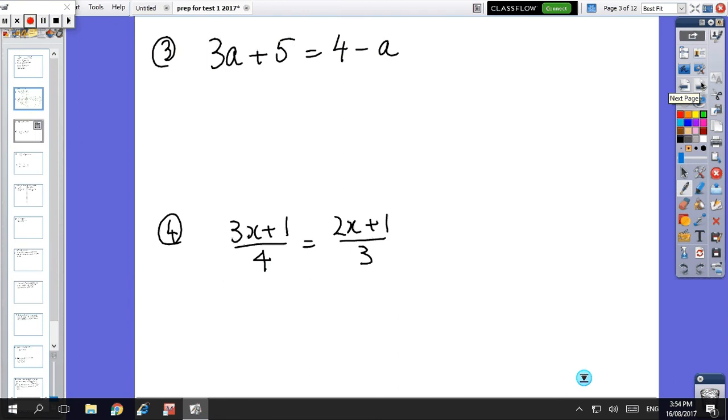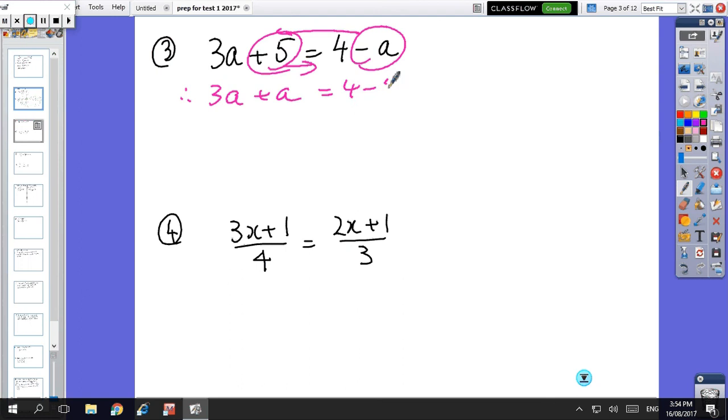Okay, so a little bit harder, letters on both sides and fractions, so please have a go, and when you're ready come back live. Okay, so let's move the letters to the left and the numbers to the right. So the next line is 3a plus a equals 4 minus 5. So I've got 4a equals negative 1, and so a equals negative 1 over 4.